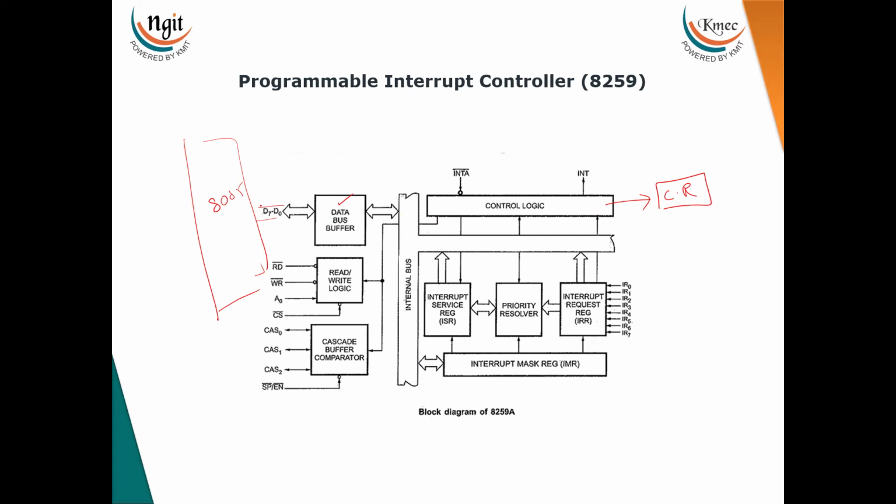In this register, the control word is loaded. For that, the processor will send the control word through this bus to the data bus buffer, and after that the control word is loaded into the control register inside the control logic. Also, the microprocessor will read the status of the three registers: the interrupt service register, interrupt request register, and interrupt mask register. This status will be placed in the data bus buffer and then kept on the data bus, so the processor will read the status of the three registers.